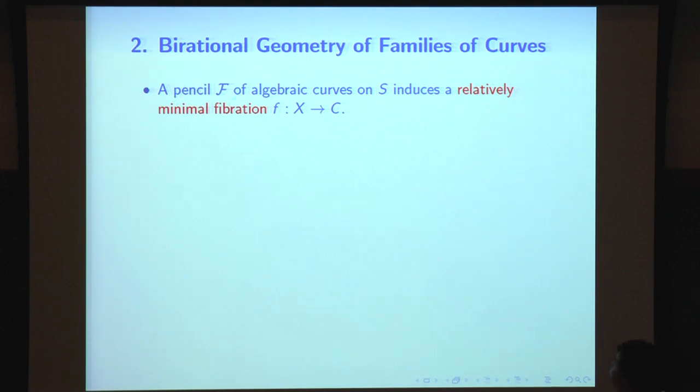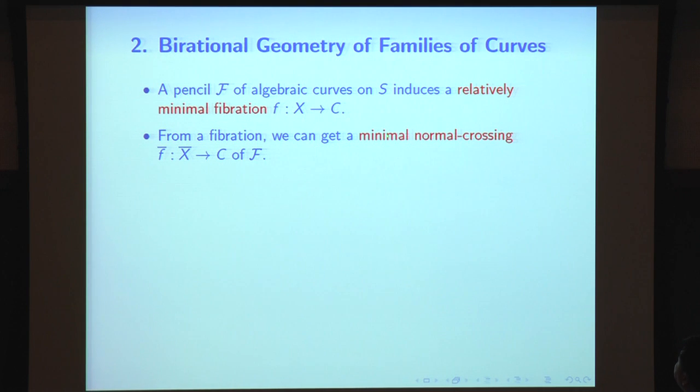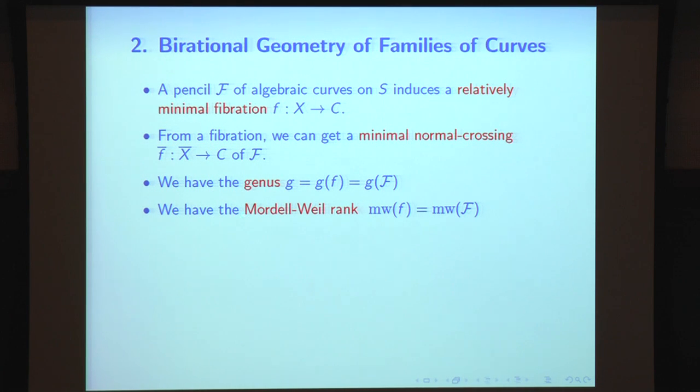Okay, for a pencil of algebraic curves on the surface S, this pencil induces, birationally, a relatively minimal vibration. So from this vibration, we can get a minimal normal crossing vibration by blowing up the singular points of the fibers. So the base is the same. We can define the genus of the vibration. This genus can be viewed as the genus of the pencil F. So we also have the Modular rank for this family. This is independent of the blowing ups. So this is an invariant of the pencil.